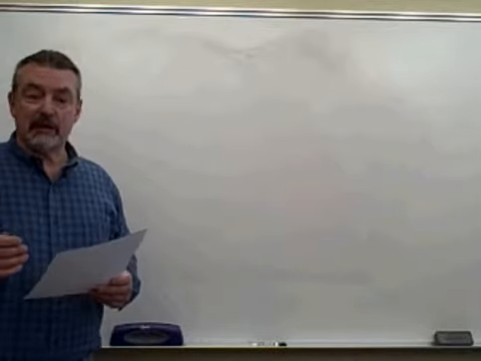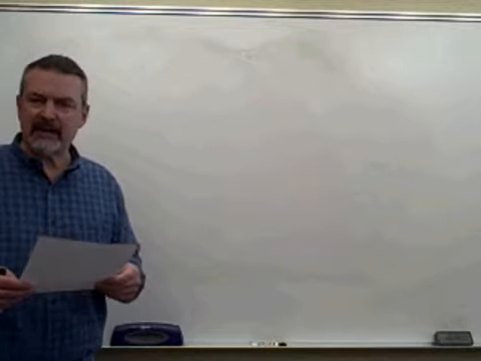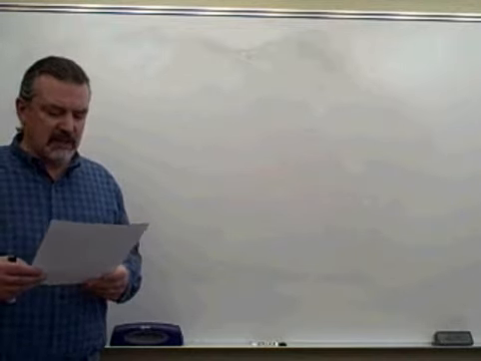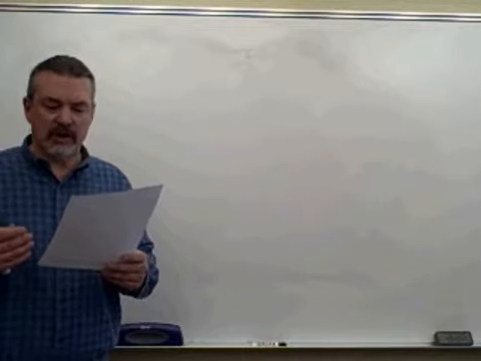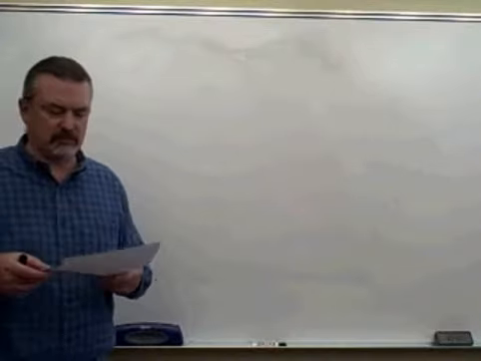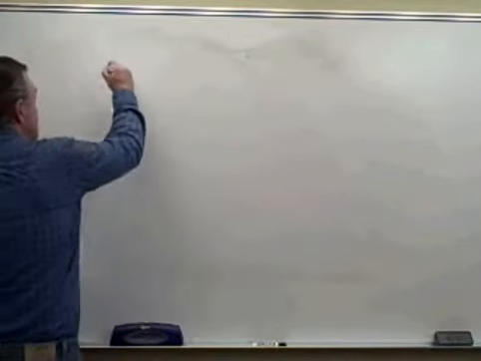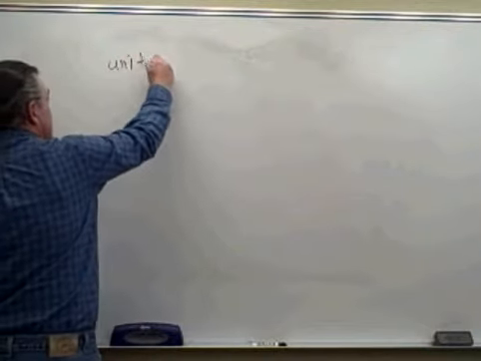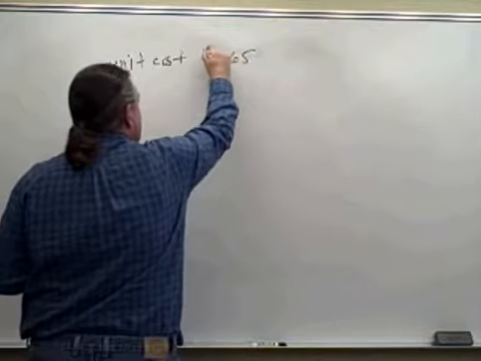Let's go back to our creating linear functions handout, and let's look now at example 5. Example 5 says, Davis Printing finds that the unit cost of printing a specific book is $12.65. Okay, let's put that information down here on the board. So the unit cost is $12.65.